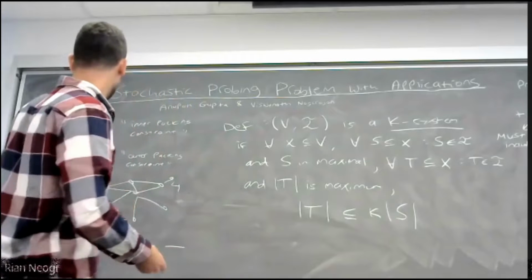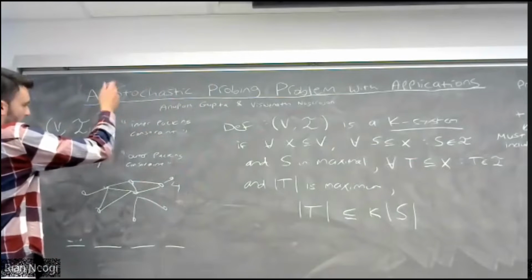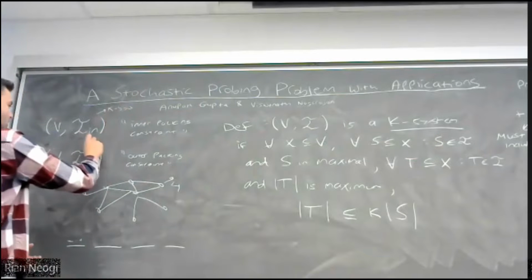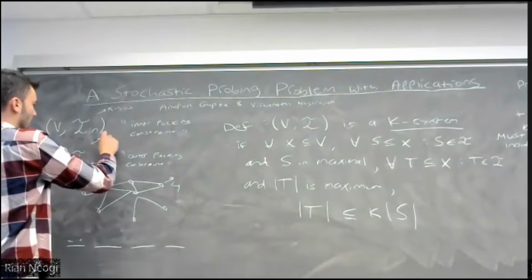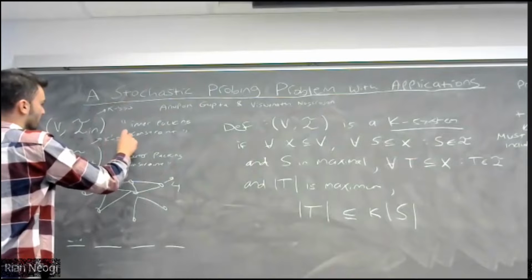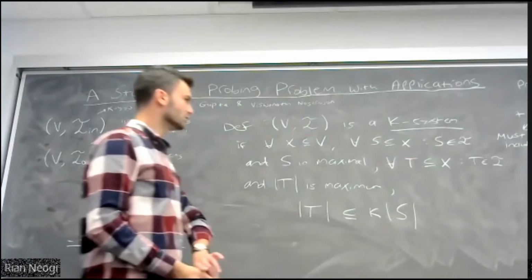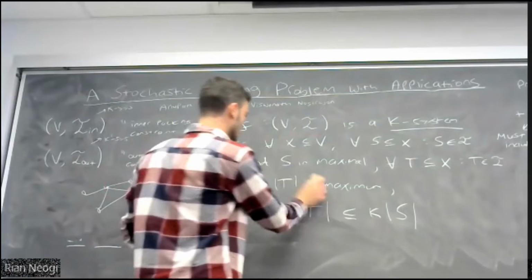So this is the first definition we'll use. And for the purposes of this, we'll assume that this inner constraint is a K system. And we'll assume that the outer constraints are a K prime system. All right, that's the first definition. Let's look at the next one.